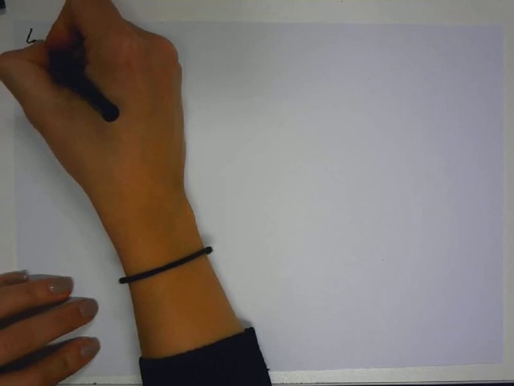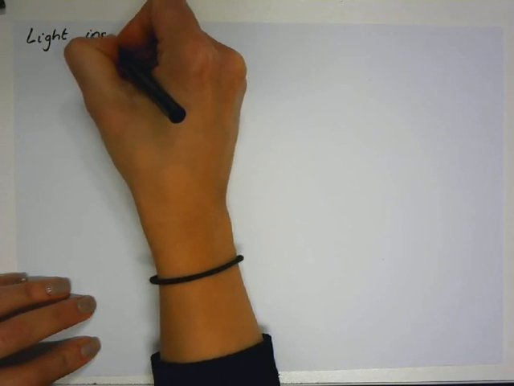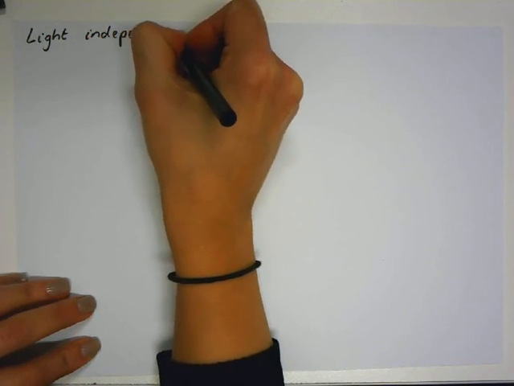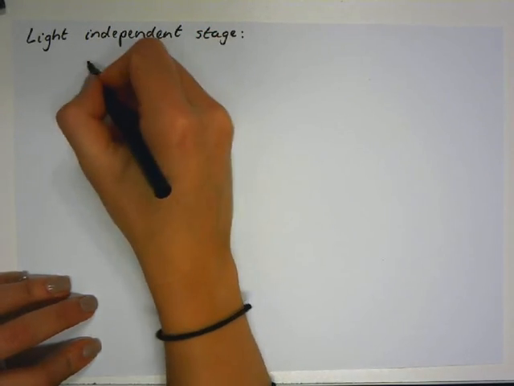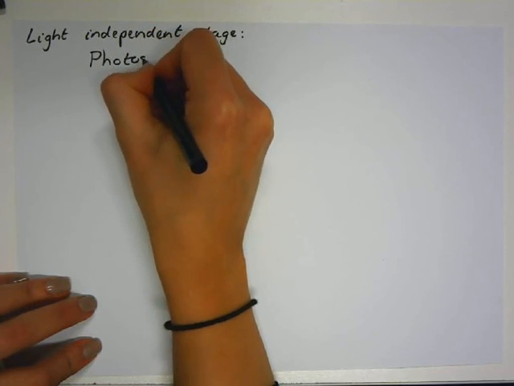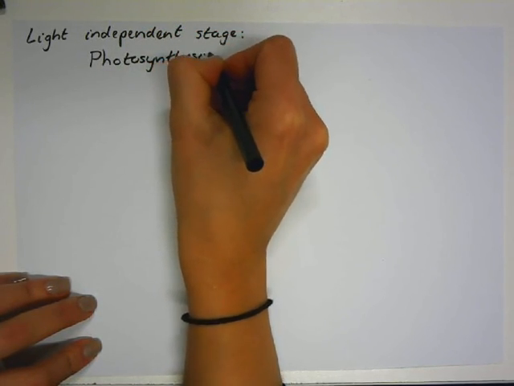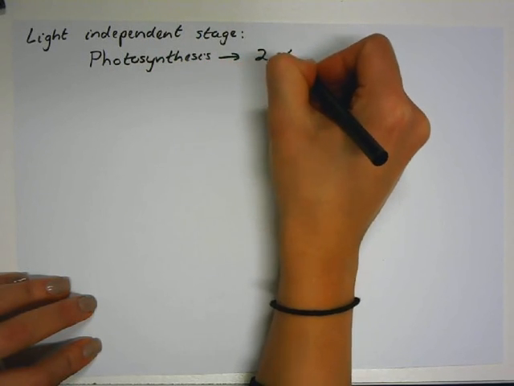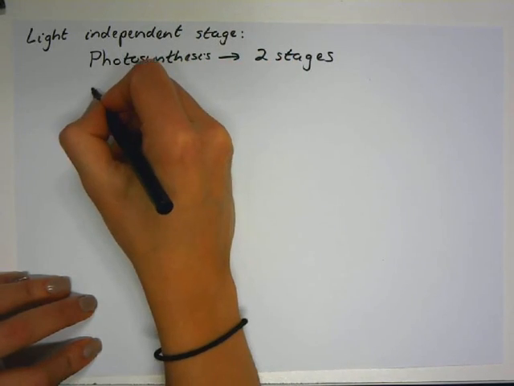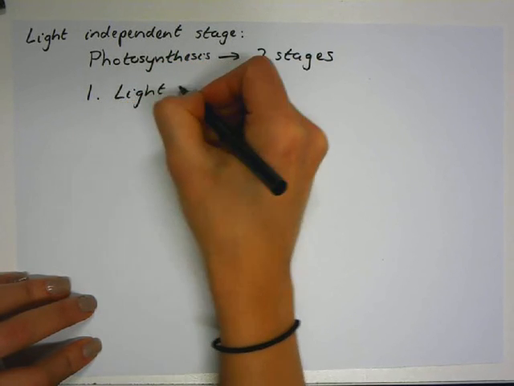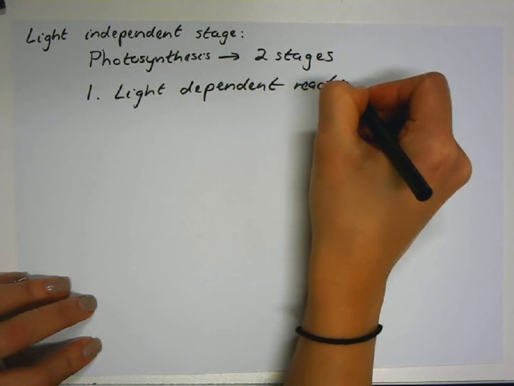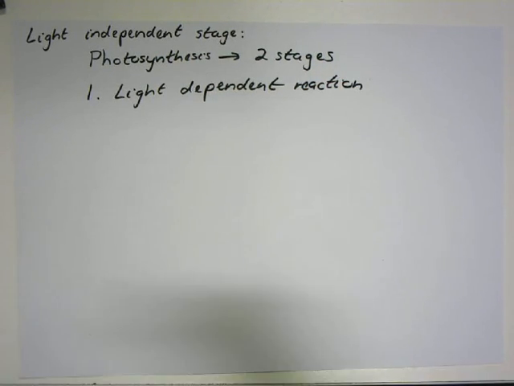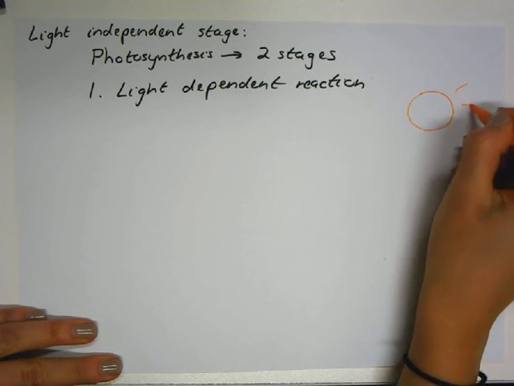Hello everyone, so this video will be discussing the light independent stage of photosynthesis. Now let's just do a really quick overview. You know that photosynthesis can be broken into two stages. The first stage is the light dependent reaction, and it's called light dependent because it relies on photons from the sun.